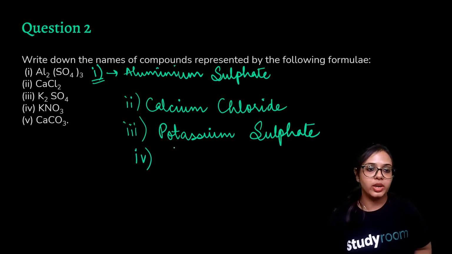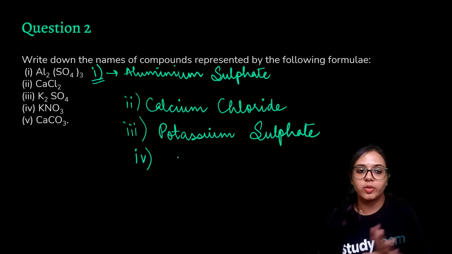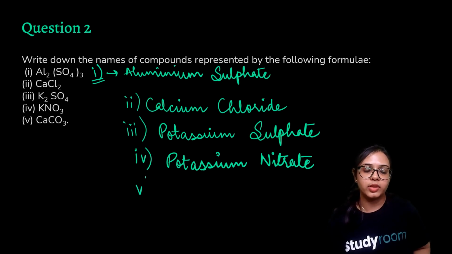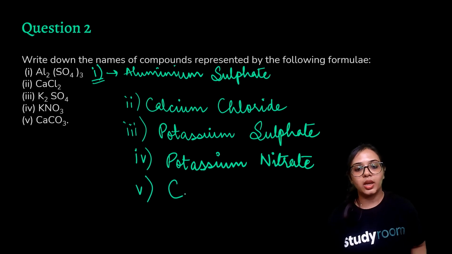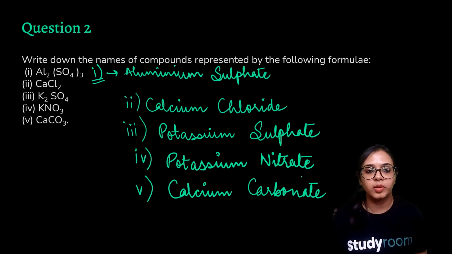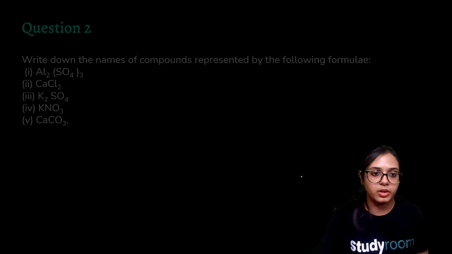In potassium nitrate, nitrate, remember, is a polyatomic ion. But since for both potassium and nitrate the valency is only 1, we need not enclose the nitrate within brackets, and we can just write potassium nitrate. For the last one, calcium carbonate, again there is no surplus of atoms, because calcium has a positive 2 charge and carbonate has a -2 charge. So both of them come together to form calcium carbonate.